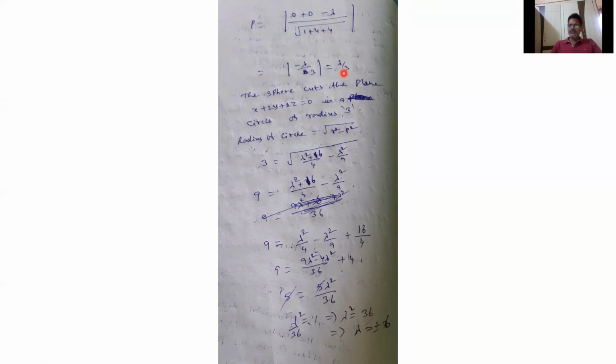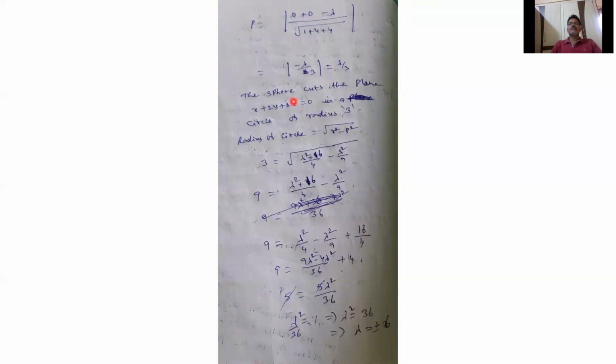Now, given in the question, this sphere cuts the plane x plus 2y plus 2z equals 0 in a circle of radius 3. So we know the radius of circle. In the last class we have seen the radius of circle is root of r square minus p square.